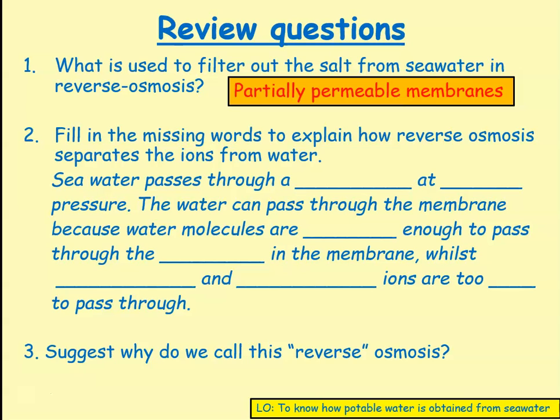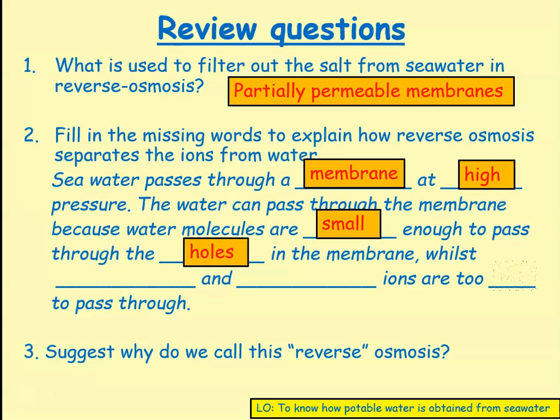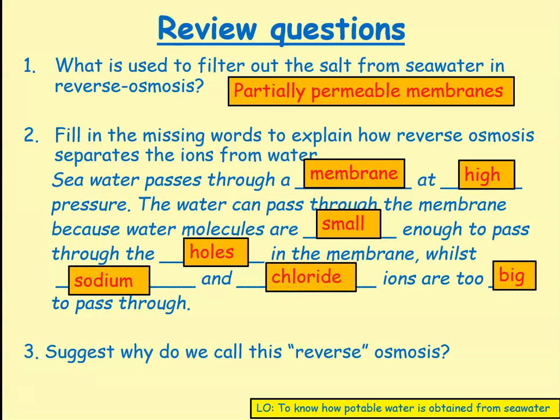Fill in the missing words to explain how reverse osmosis separates the ions. Well, seawater passes through a membrane at high pressure. The water can pass through the membrane because water molecules are small enough to pass through the holes in the membrane, whilst chloride and sodium ions are too big to pass through.